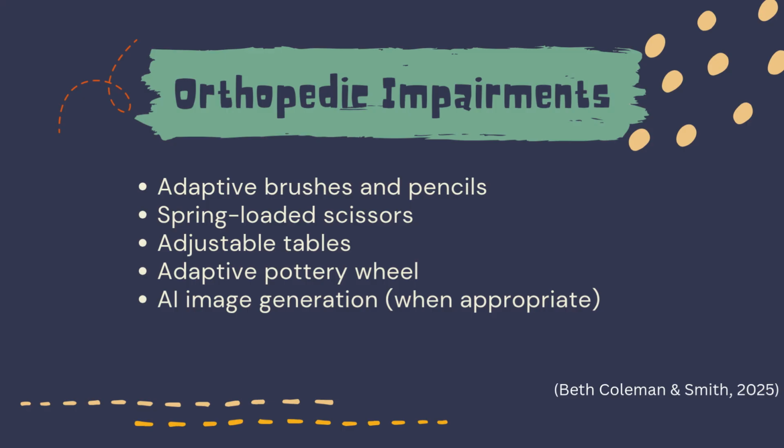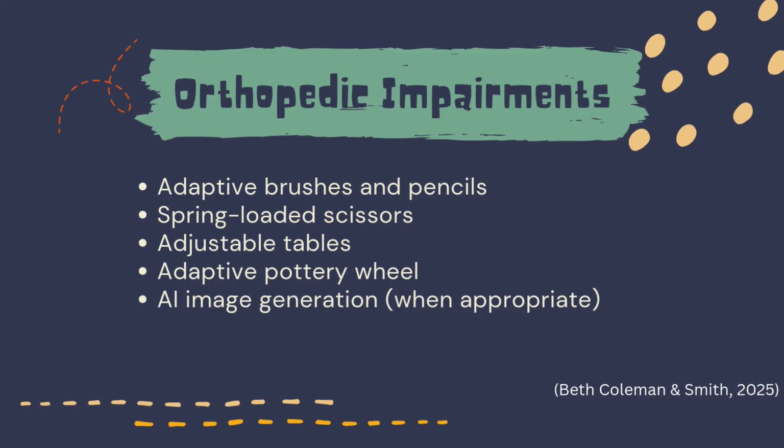Students with orthopedic impairments will be able to use adaptive brushes and pencils. These adaptive brushes and pencils will be different from the way the general education students will be using them. So some will be able to be held in the mouth so students can move their head to be able to draw and paint. They'll also be given spring loaded scissors for students that have problems gripping.